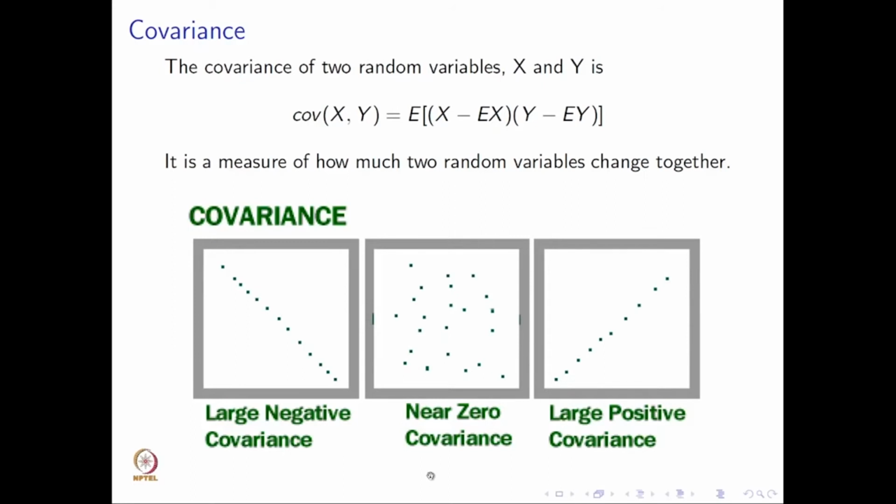Now, from this diagram, it should immediately be clear that covariance is a very important term in machine learning because we are often interested in predicting the value of one variable by looking at the value of another variable. We will come to that in further classes.